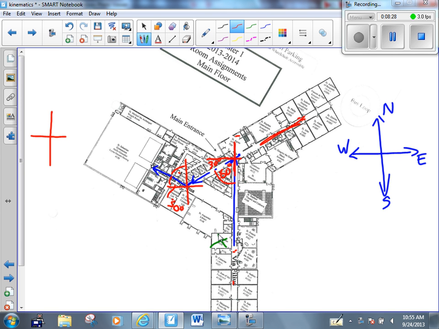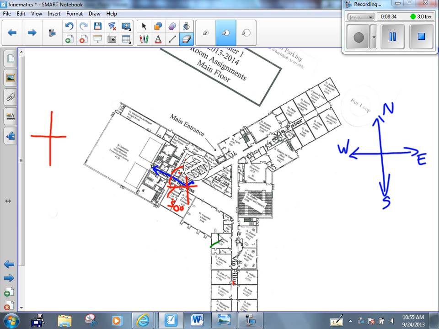Got it? Now, some of those turns, maybe you're walking down the math wing like this. Some of those turns may be like this, and then back like this. That's okay, even if you turn back upon itself.